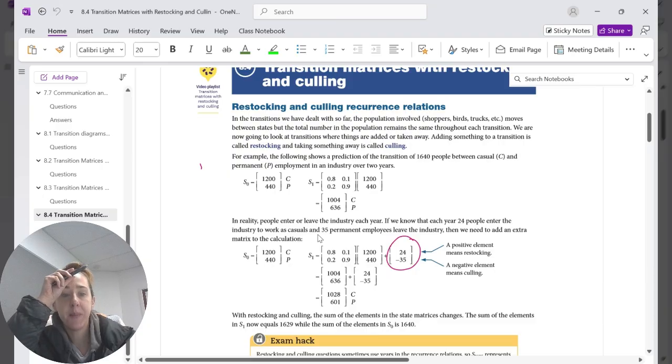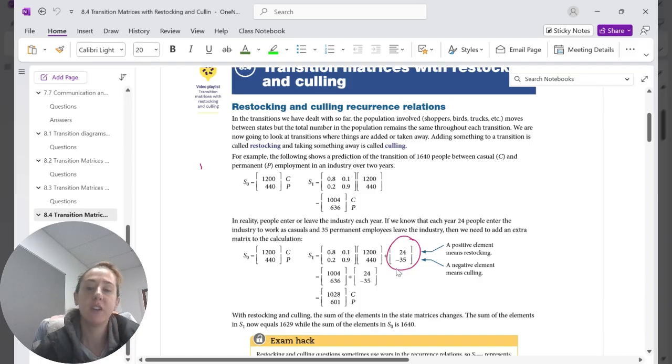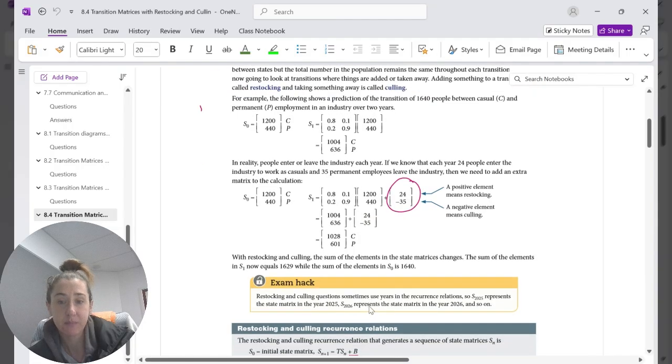And we've got 35 permanent employees leave the industry. So negative 35. So we're showing that they are leaving by using the negative operation. That's the culling effect. So we've still got transition matrix, initial state, and then we do this adding on our culling and restocking here. So we still do our multiplication first. So BODMAS still applies. So multiplication, and then we're going to do that restocking and culling on the end to actually show the state of our population.